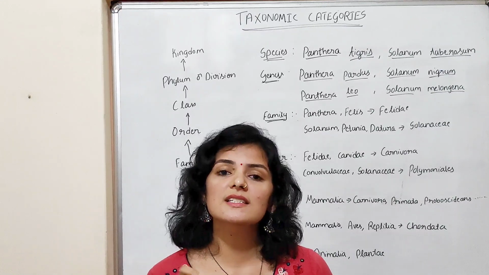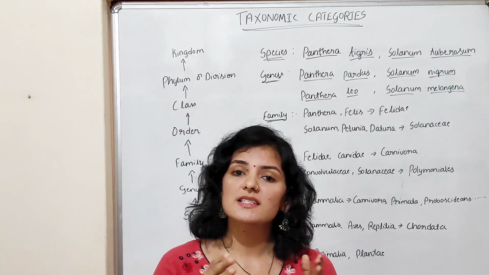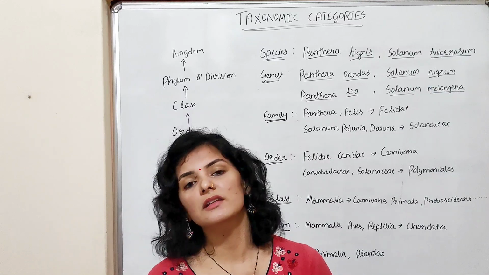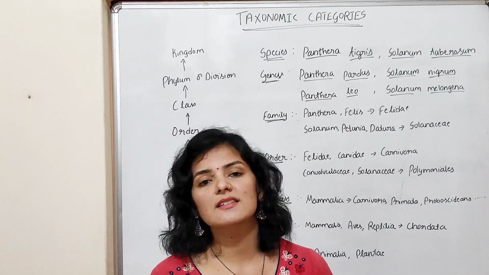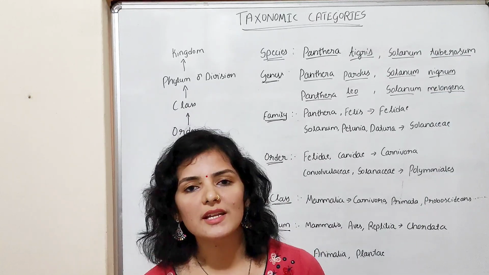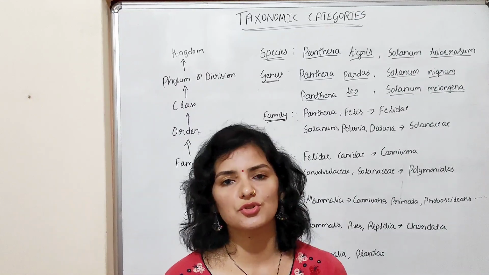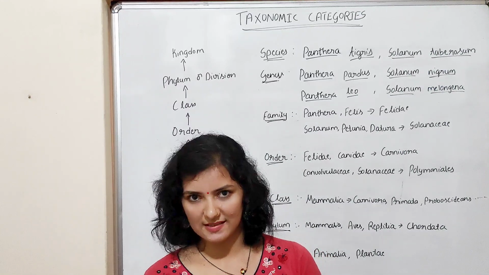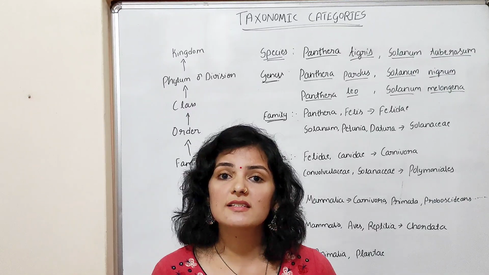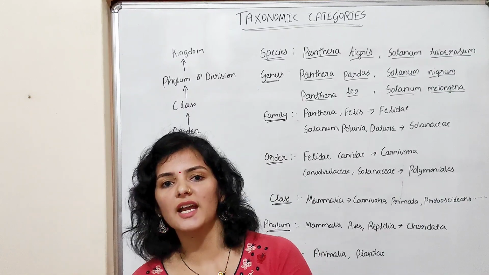Based on these characters, or based on these similarities and differences among the organisms, organisms can be grouped into various categories like birds, beetles, cows, dogs, amphibians, fishes, etc. So a single organism can be arranged in different categories.